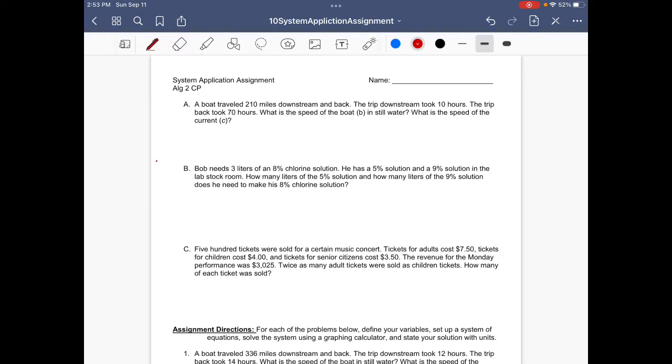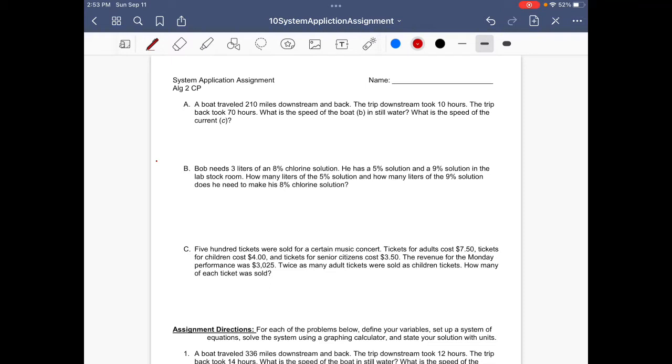So each of these problems is going to require us to set up at least 2 equations, perhaps 3, and then we're going to solve that system using either substitution, elimination, or you could even use the matrix method. Now I'm going to do 3 problems. Obviously you can see A, B, C.